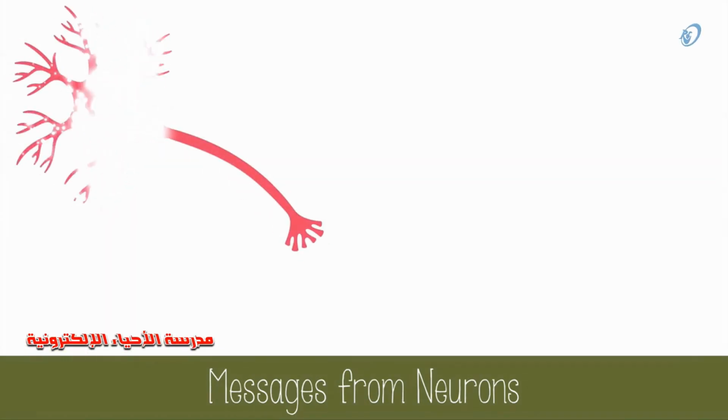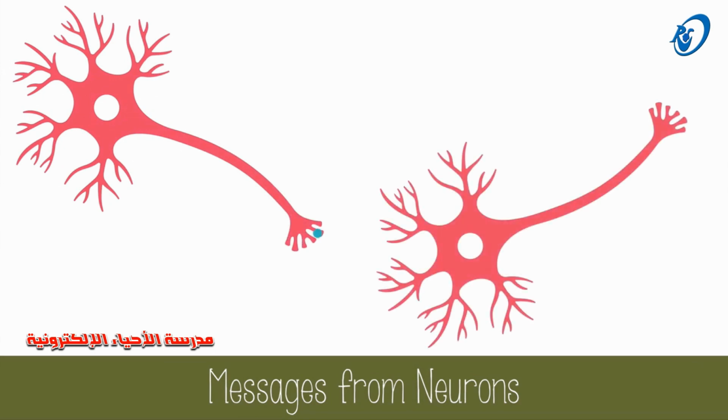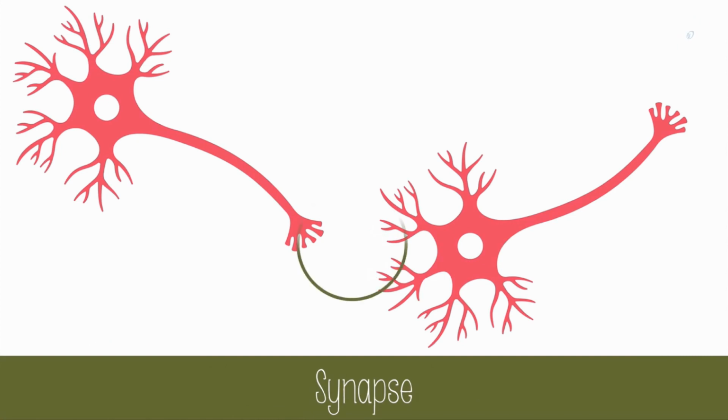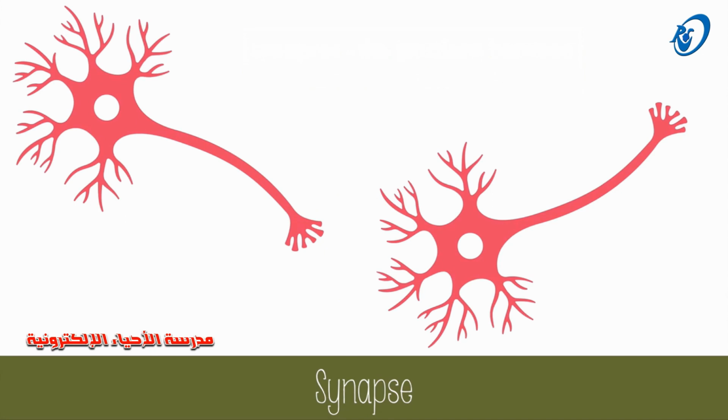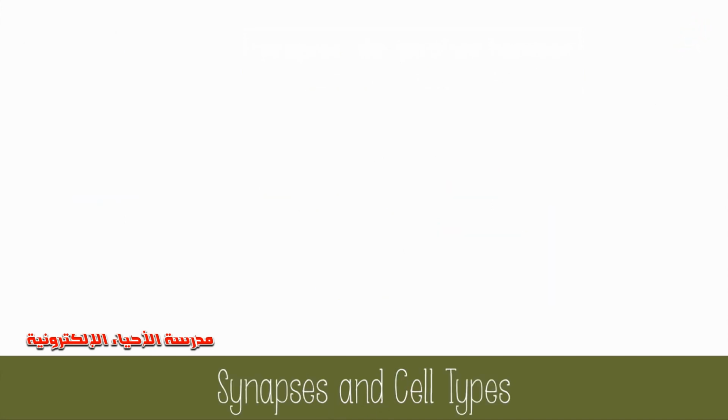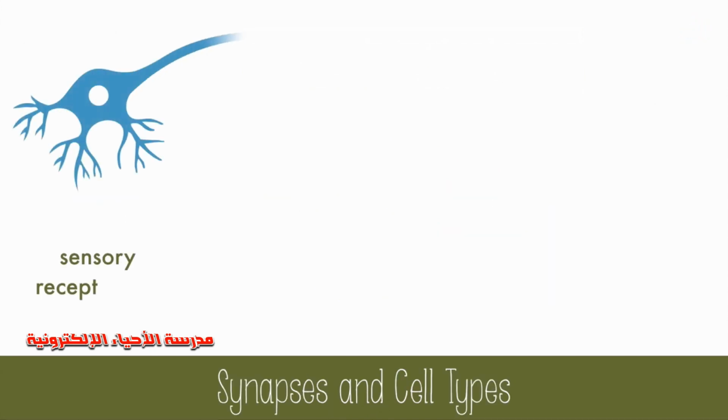A neuron transmits nerve impulses through itself, but when it's time to send a message to another cell, most neurons will send chemicals to the next neuron across a very small gap between them. The junctions between neurons and the next cell are called synapses. There are three major types of cells that neurons will form synapses with: sensory receptor cells, other neurons, and effector cells. A sensory cell could be part of the eye, ear, nose, skin, or any place where senses are used.